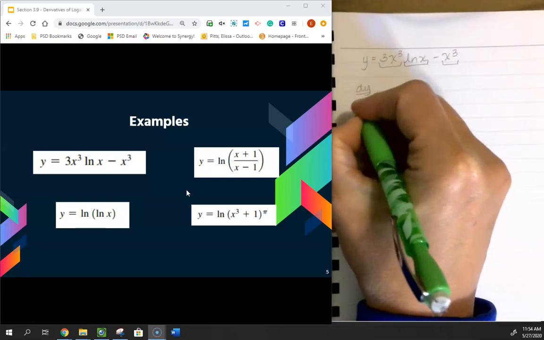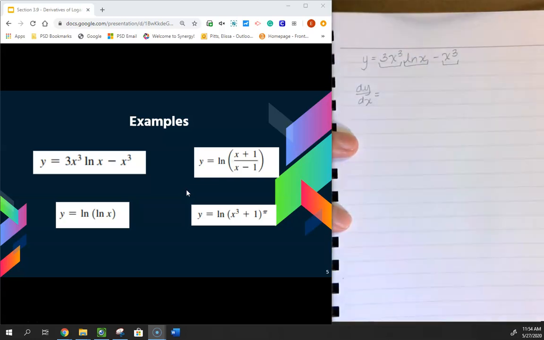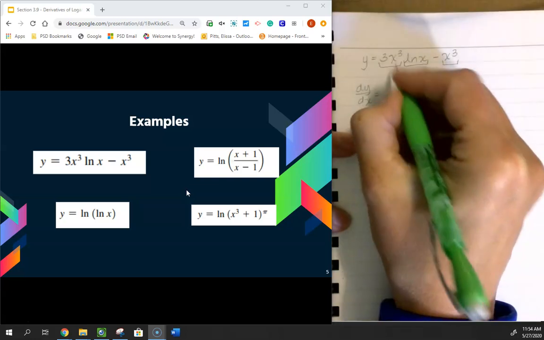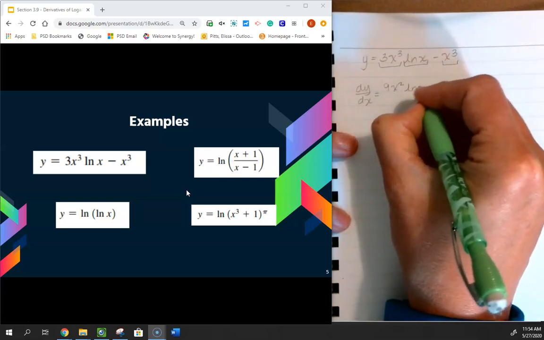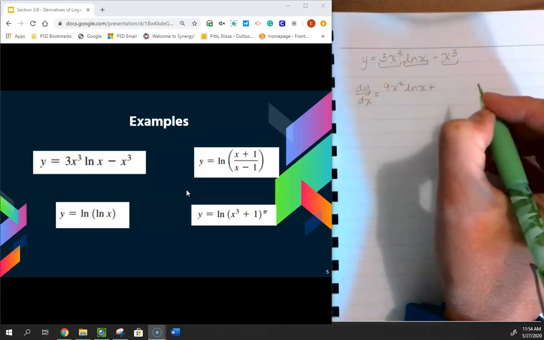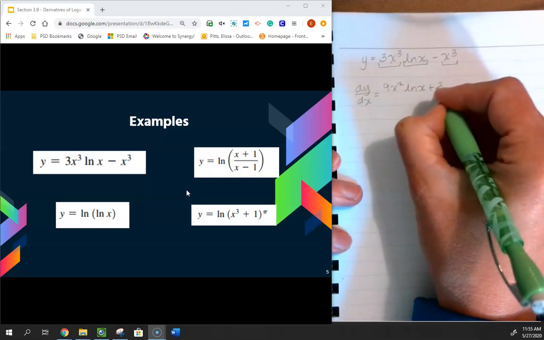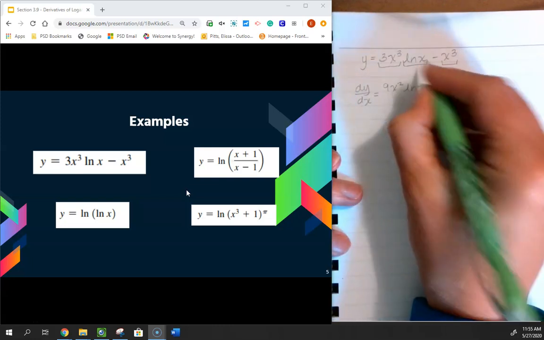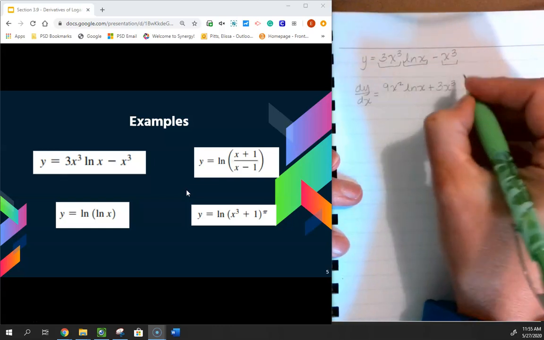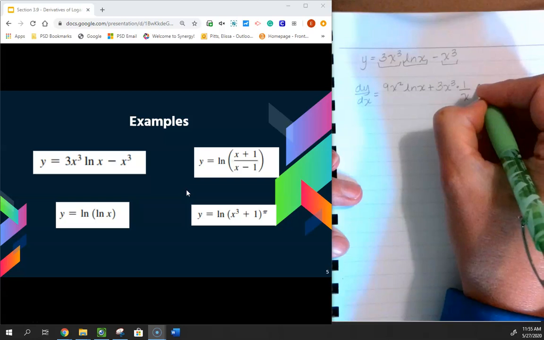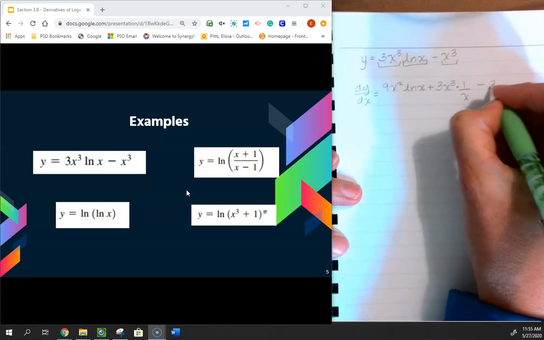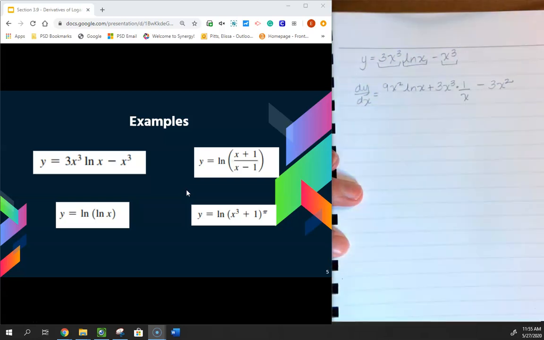dy/dx. We're going to use the product rule first. Product rule says take the derivative of the first, 9x squared, leave the second, add to that. We're going to leave the first and take the derivative of the second. We now know that the derivative of the natural log of x is equal to 1 over x. And then we need to take the derivative of x cubed, which is 3x squared.